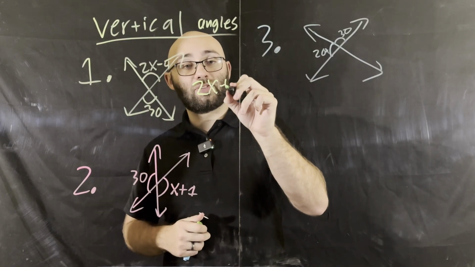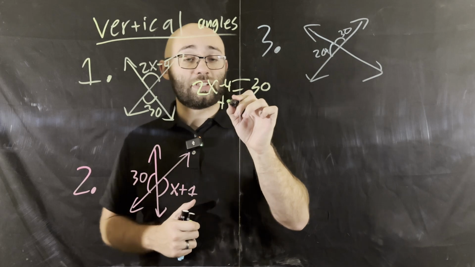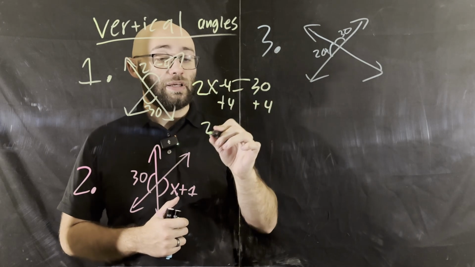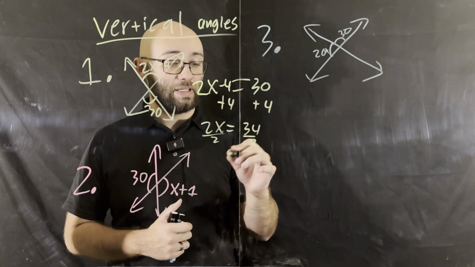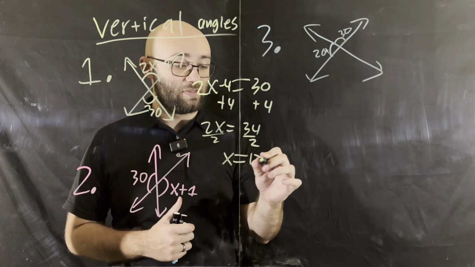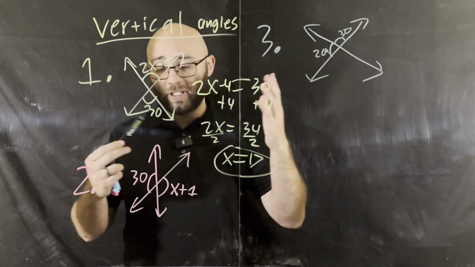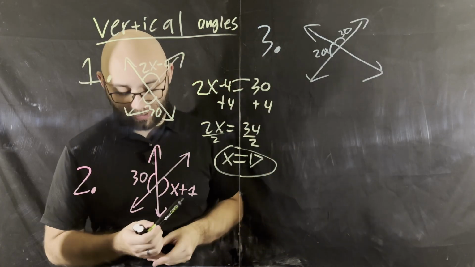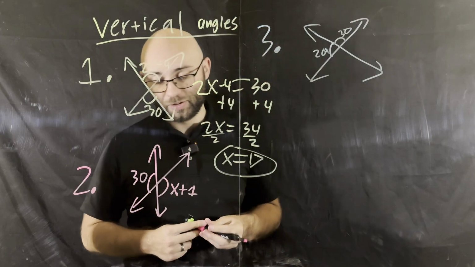2x minus 4 is equal to 30. And then I'm going to solve. So let's add 4 over, add 4. 2x is equal to 34. Divide both sides by 2. X is equal to 17. And that's my first problem right there. So set them equal to one another, just solve normally, okay? Nothing crazy. Don't get fancy with it. You get fancy with it, you're going to have problems.